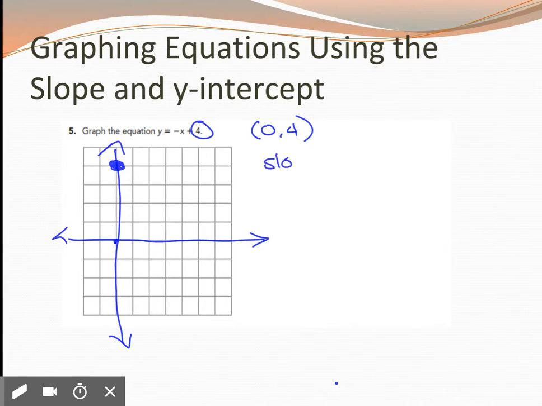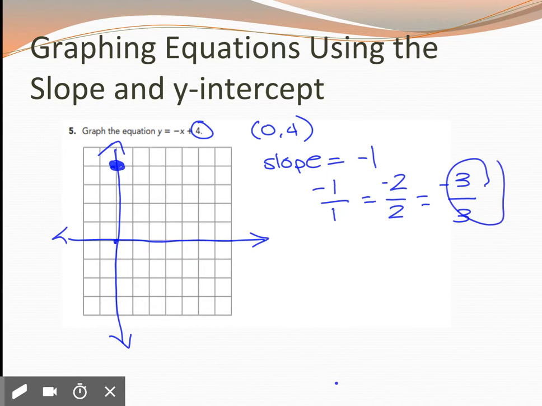Okay, so now my slope I see here is negative 1, because I have a negative x. So I'm going to turn that into a fraction of negative 1 over 1. And I can make some equivalents. Negative 2 over 2, negative 3 over 3. Any of those work. So I'm going to go back to my first point. So my rise, I'm going to go down. I'll do my 3s. I'll go down 3. 1, 2, 3. And then my run is a positive 3. So 1, 2, 3. And this is my new point.